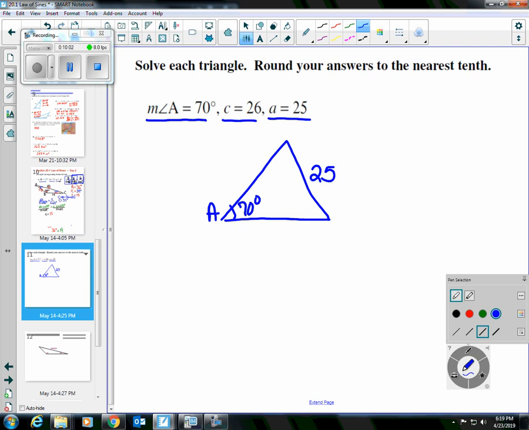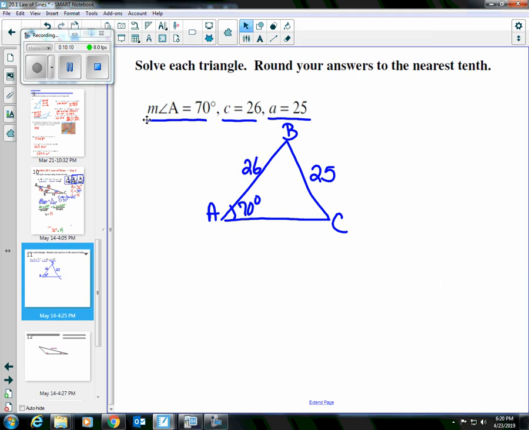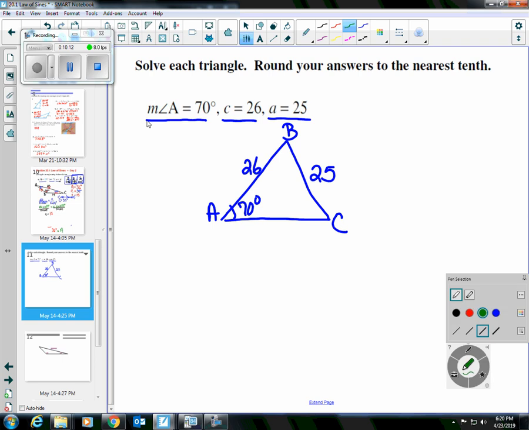So it really doesn't matter. So I'll just do ABC. So our angle C we don't know, but we know side C. So across the triangle from C is our 26. Okay, so solve the triangle means, again, find the pieces you don't know. Well, I don't know angle B or angle C, so I would need to find those two. And the side that I don't know is little b, the one that's across from angle B. So I need little b as well.